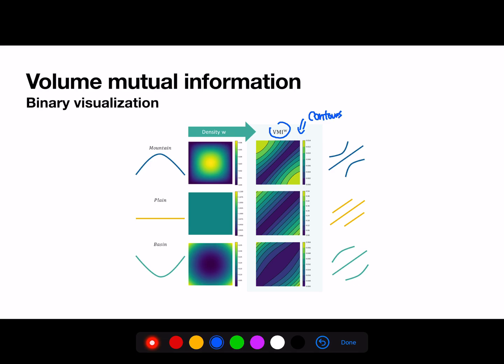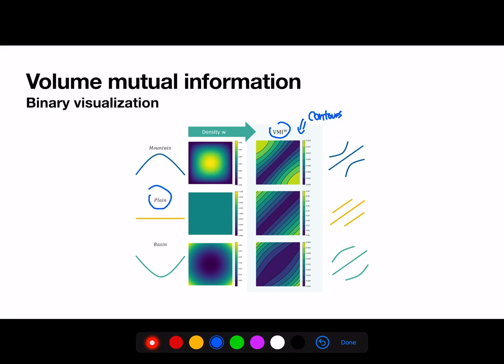This is the contours here. Okay, so remember that we can tune any density we like, and I'm going to show you 3 different density functions. And this is the plain one, the uniform density.